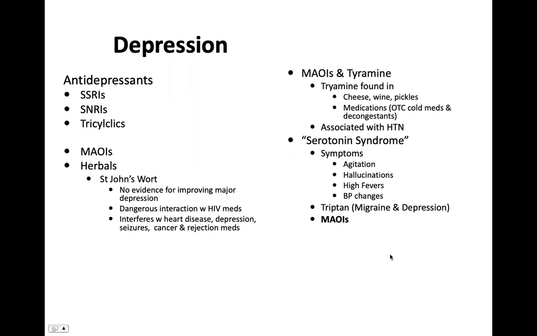How does St. John's wort interfere with HIV? Because it has a little bit of serotonin. Oh, I see. Okay, so it could possibly increase the serotonin level.